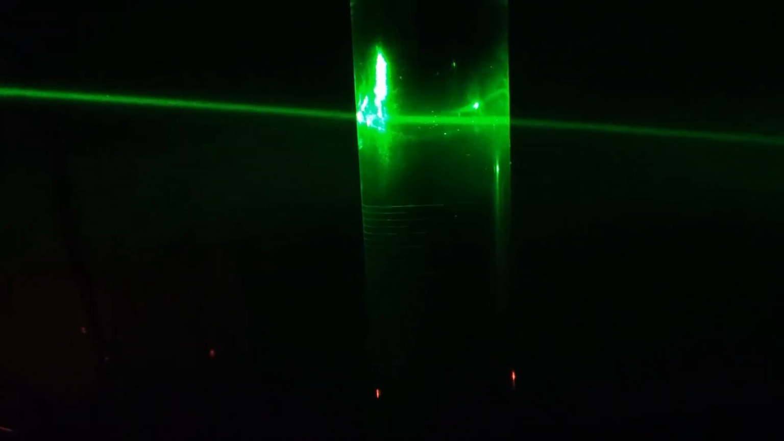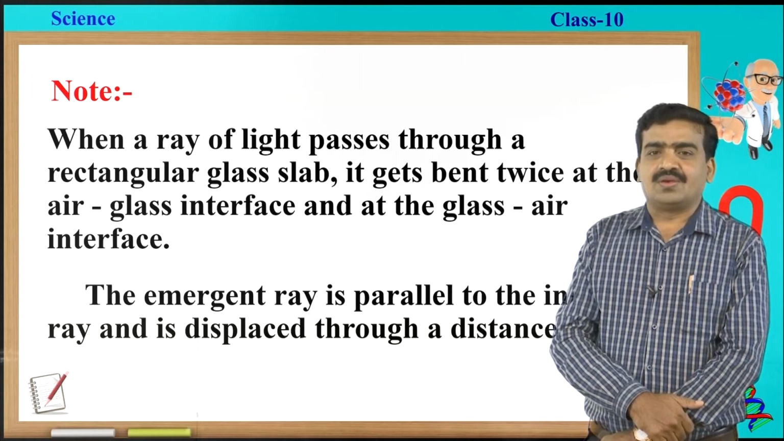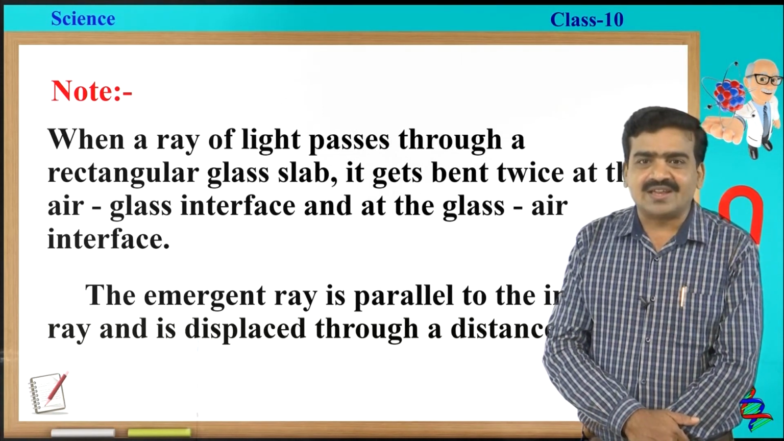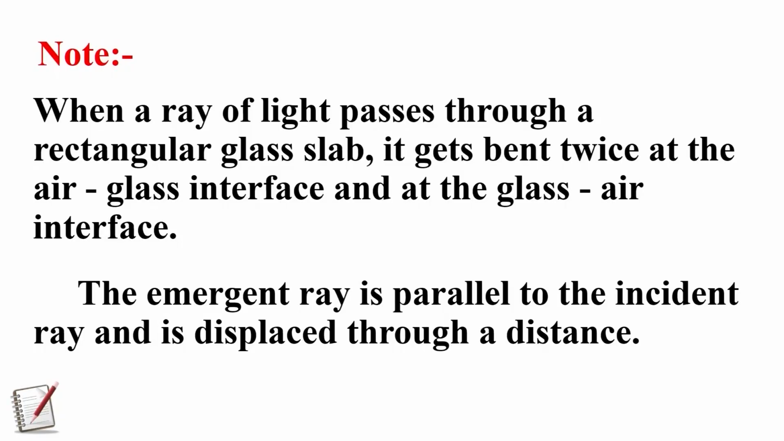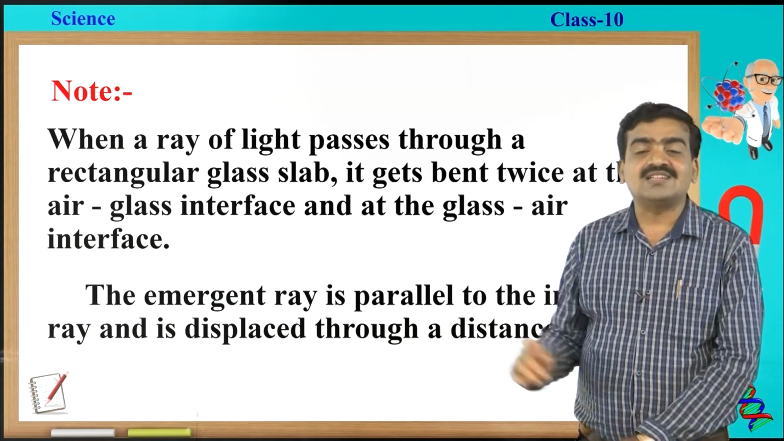You can conduct this experiment at your home with the help of a laser torch and a glass jar containing water. You have to note this point, my dear students. When a ray of light passes through a rectangular glass slab, what have you noticed? Yes, you have noticed that it gets bent twice, at the air-glass interface and at the glass-air interface.